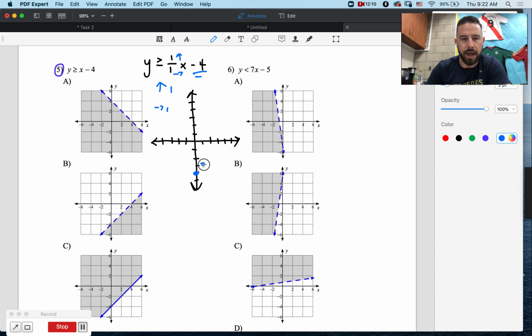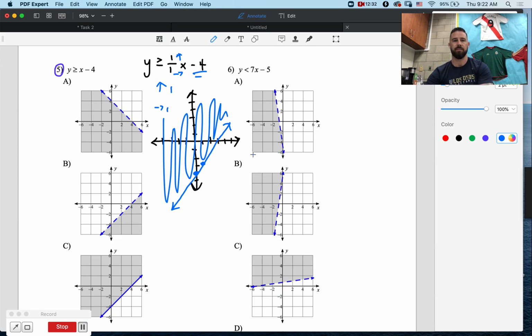Boom. Okay, next, is it dashed or is it solid? Since there's a little line underneath there, that means it's solid. Okay, and we got to ask ourselves, is it eating the y? Yes, which means it's greater than, which means we shade above. Yeah, solid, kiddos.